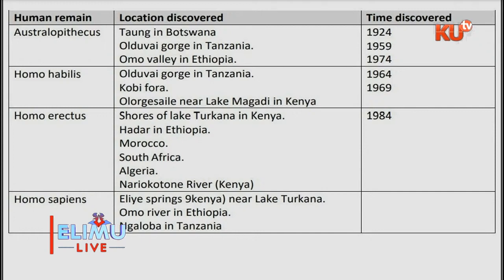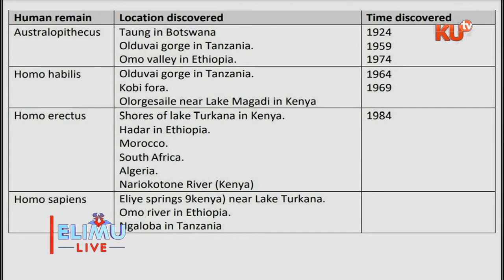So it is important as a candidate, as a student, as a grade 8 learner, to be able to know the origin, or the areas where the stages of human development were discovered, and the year in which they were discovered. As you can see, there are some areas that we don't have.